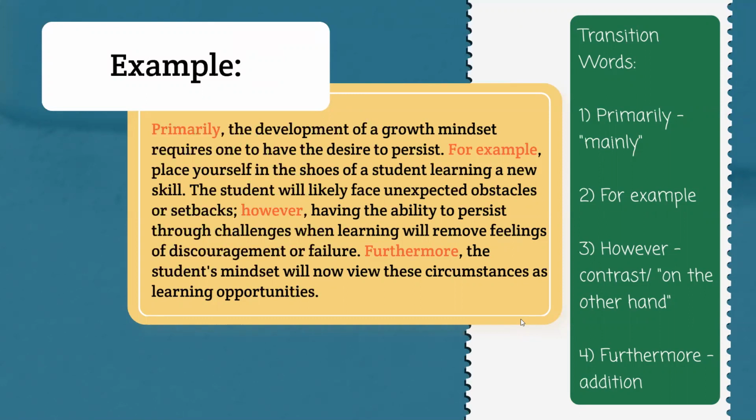So we started with that word primarily, talking about mainly, this is what we're going to go over. This is what we're talking about, transitioning to that example. We use that word, however, to contrast. While the student will face setbacks, they will have the ability to persist through challenges and that will remove feelings of discouragement or failure. And then furthermore, this will be that outcome. And so kind of understand how much of an impact that these transition words can make in providing that clarity to your reader.